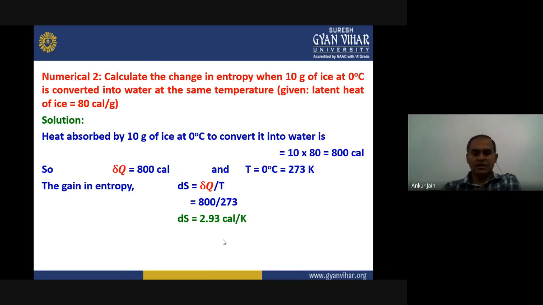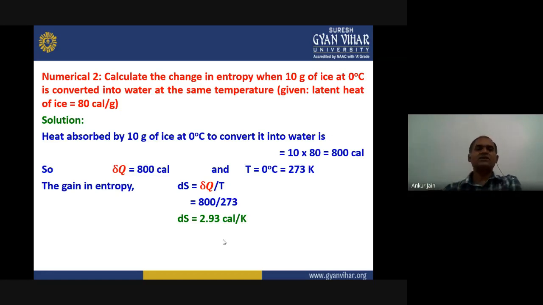Let us move to numerical 2, which is asking to calculate the change in entropy when 10 gram of ice at 0 degree centigrade is converted into water at the same temperature. So the temperature remains the same at 0 degree. That means it is an isothermal process. That means the entropy will be calculated based on an isothermal process, and dS equals dQ upon T for this kind of process.